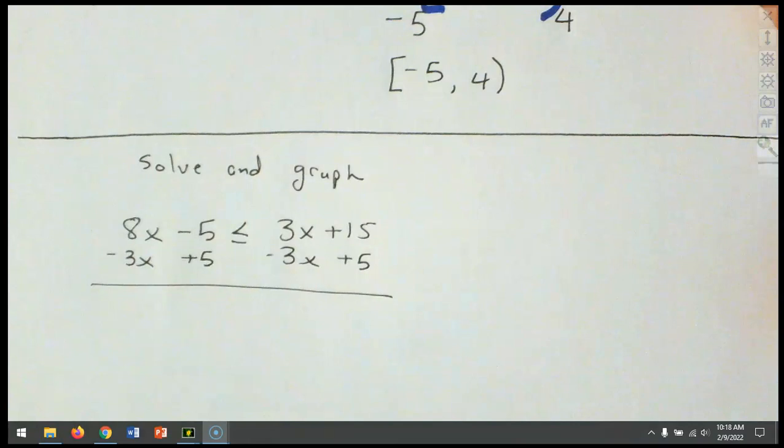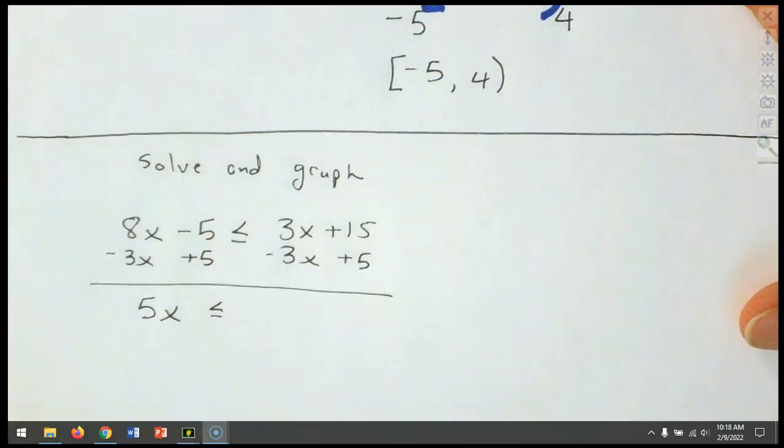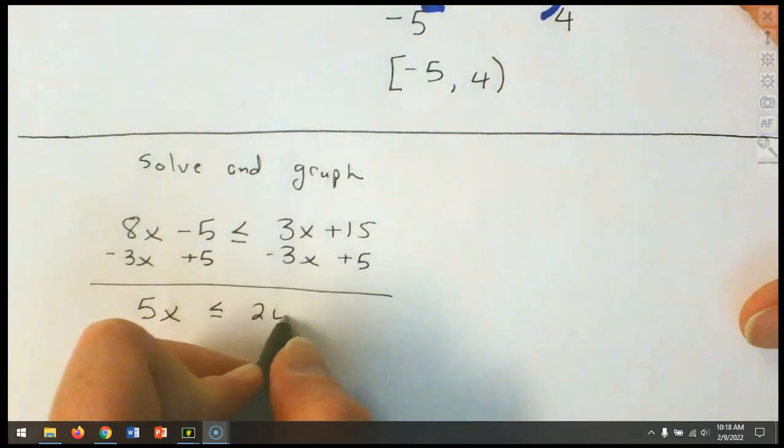And we've got 8x minus 3x. Well, that leaves you then with a 5x. Inequality symbol stays the same. And 15 plus 5 is a 20.